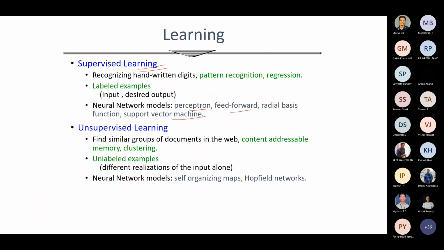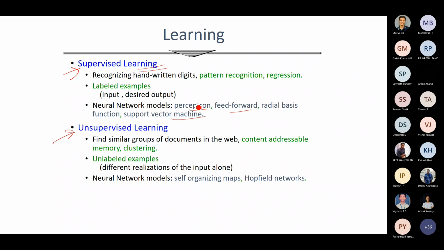A neural network model can basically be two scenarios. One is a supervised learning model, the other one is an unsupervised learning model. A supervised learning model is what we are going to talk about today. Unsupervised we are not going to talk about. It is probably part of your machine learning second level course. In a supervised learning model, you have features and the class label. You basically use that for recognizing handwritten digits, pattern recognition, regression models, etc.